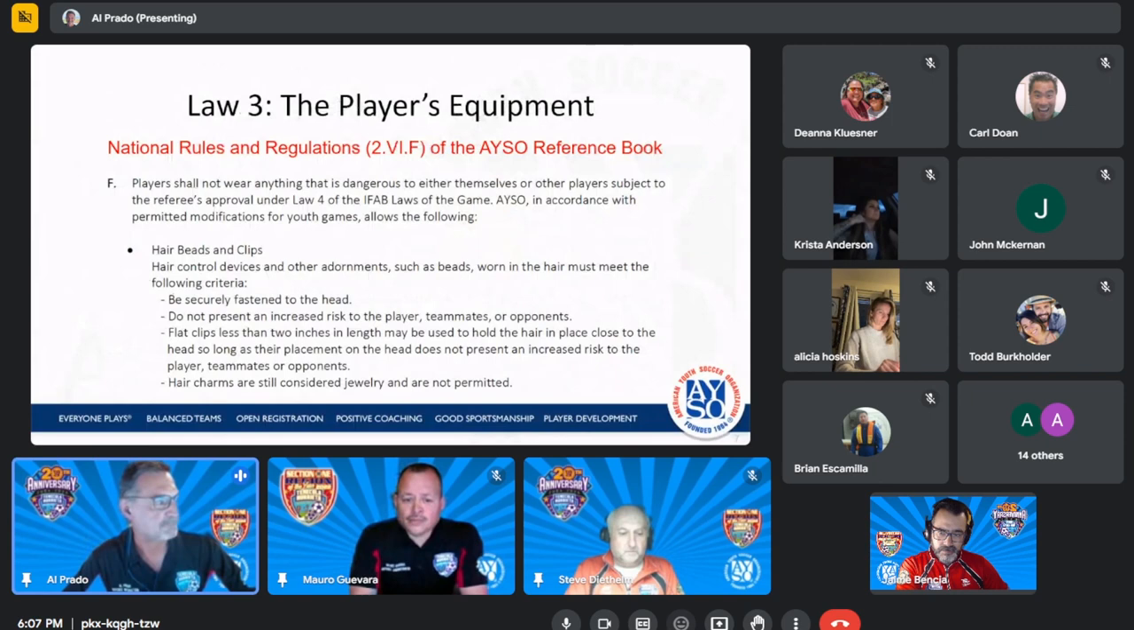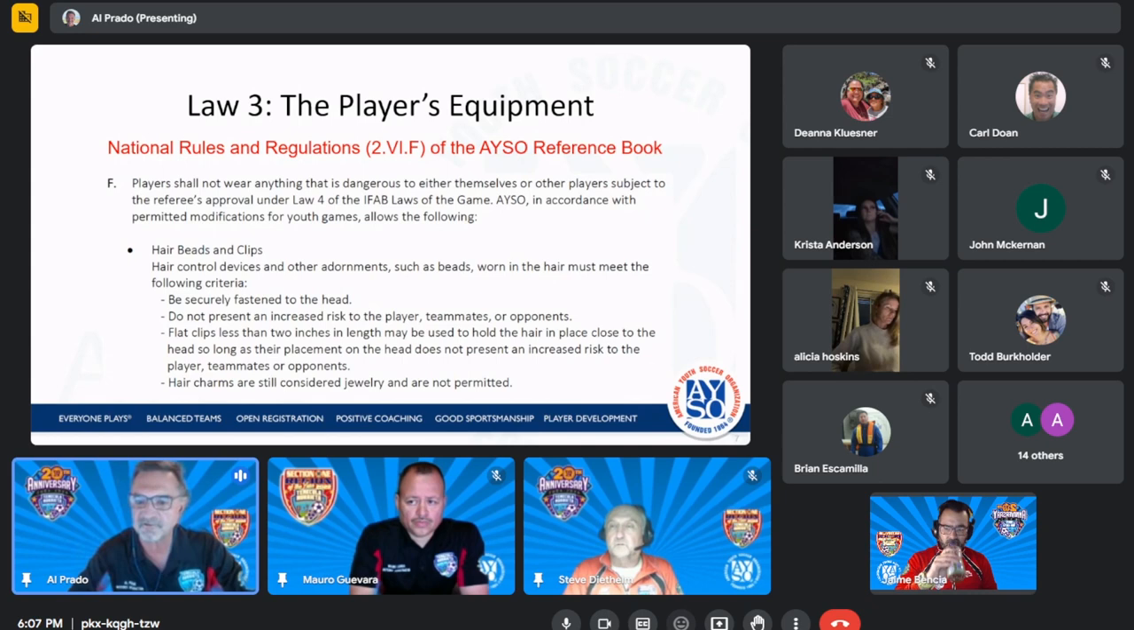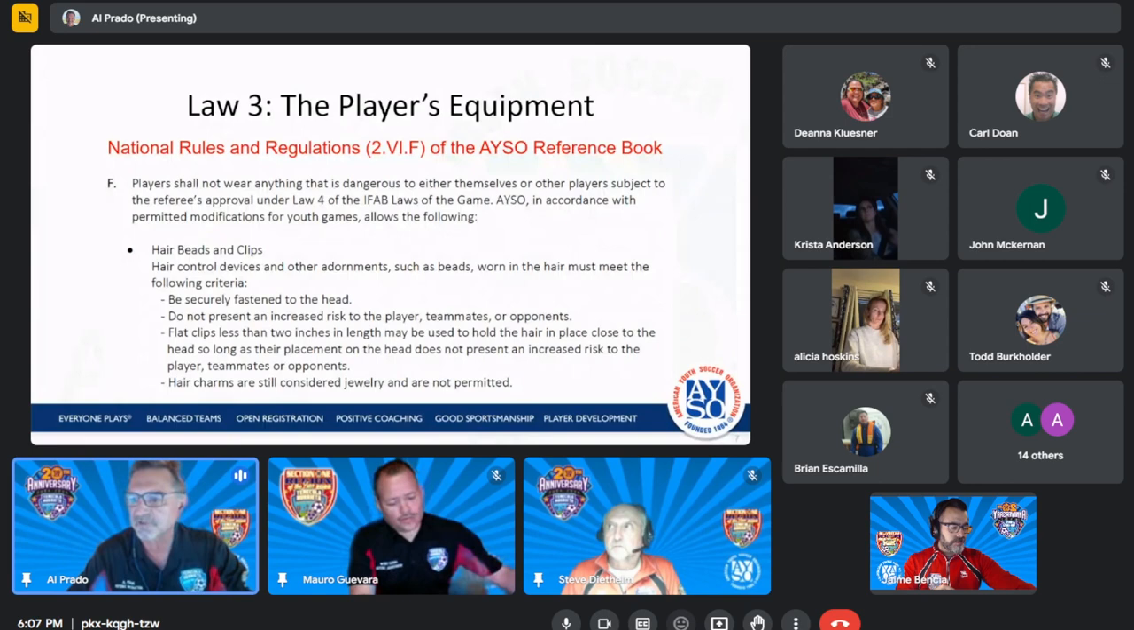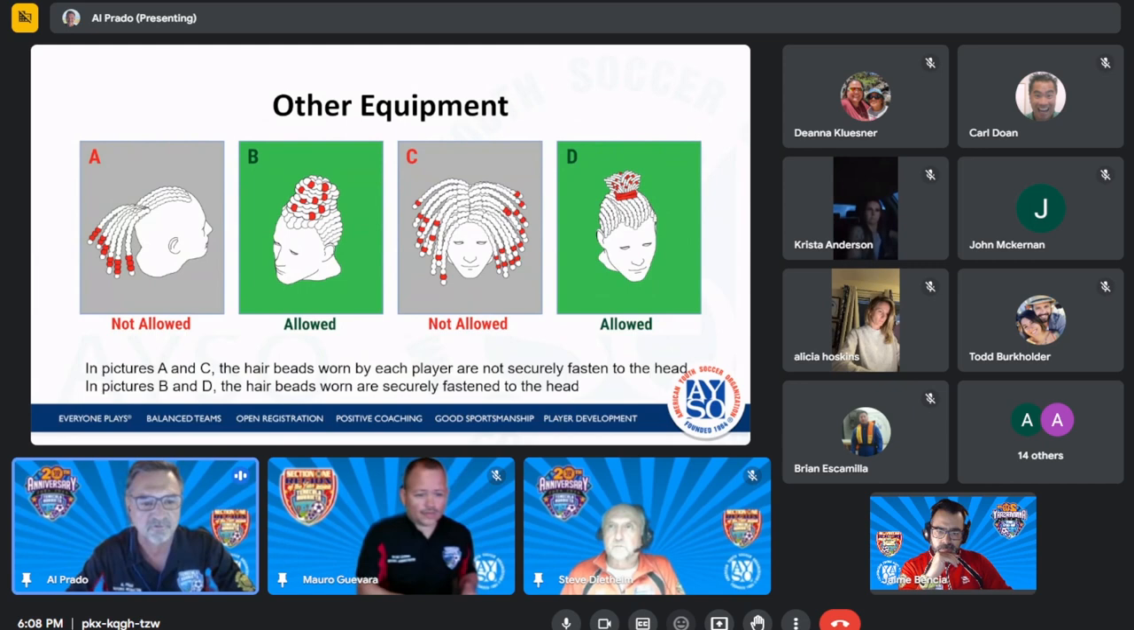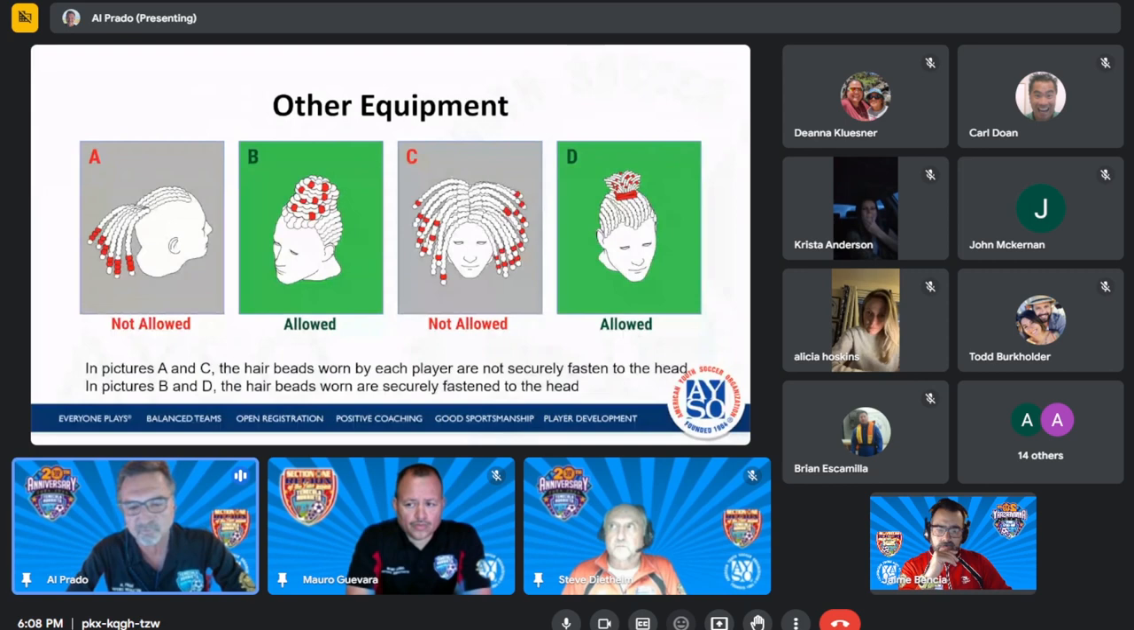They've changed this year the rule for hair beads, and this is a change that high school started. Hair beads used to be a no-no for safety reasons. Now they've amended that, and you can actually have hair beads if they're kept close to the head, so they don't pose a risk by swinging around into a teammate or an opponent. See the pictures here. A and C are not allowed. B and D are allowed because they're close to the head. It's tough to enforce, but at least we have clear guidance from the high school folks, and also from AYSO.